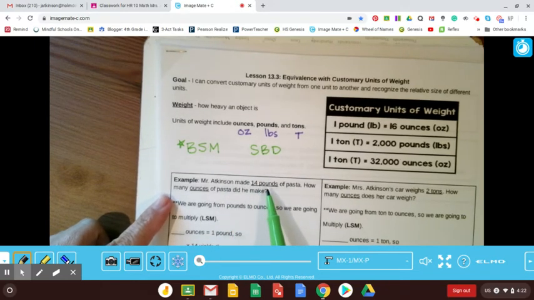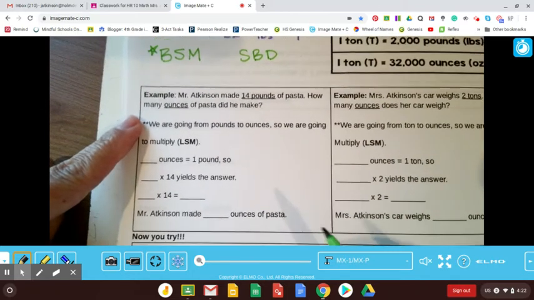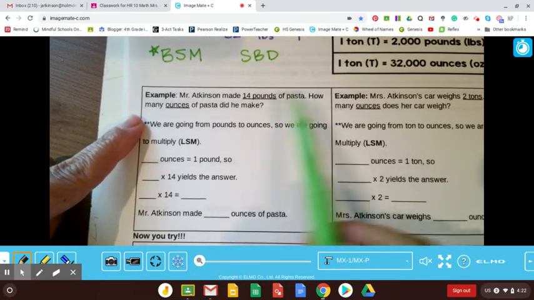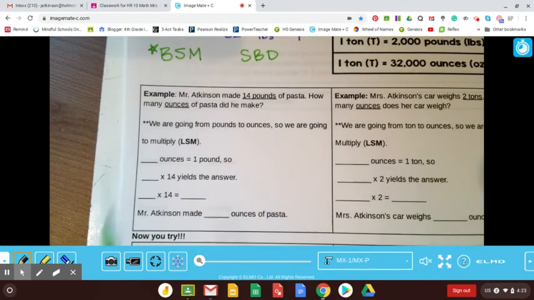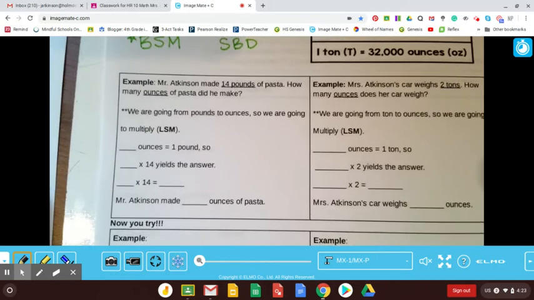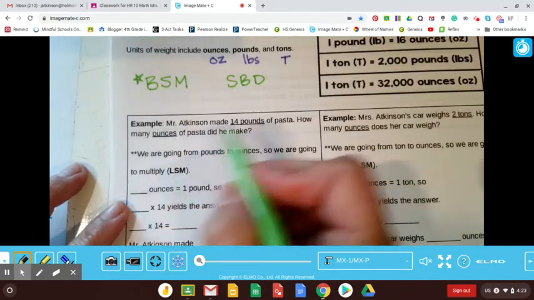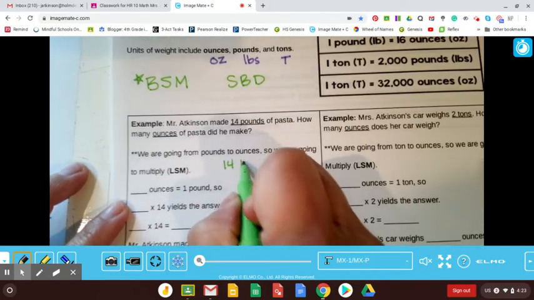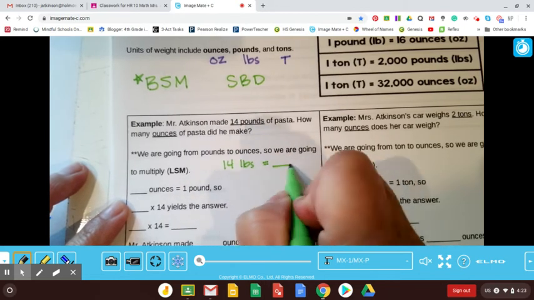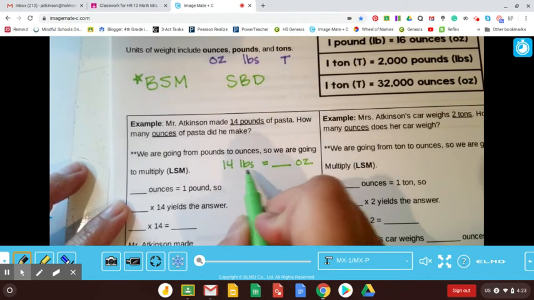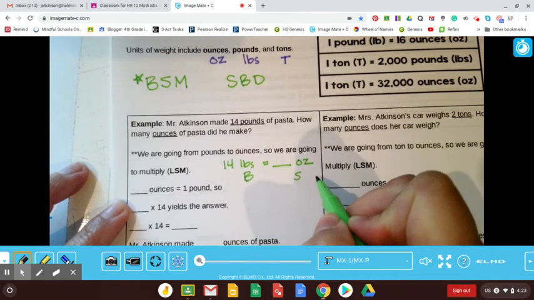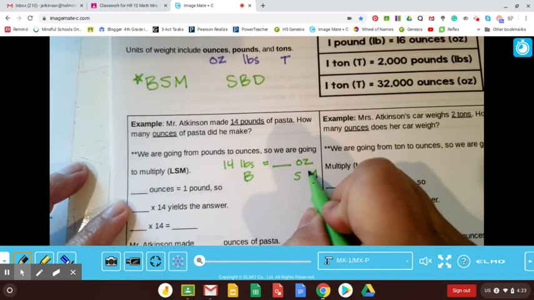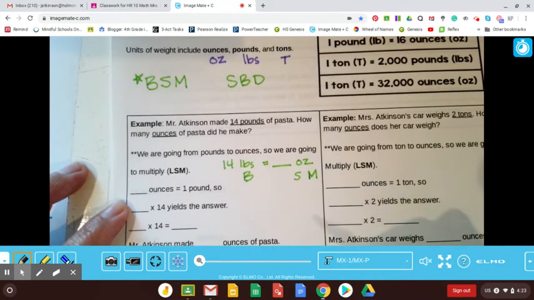All right, so Mr. Atkinson made 14 pounds of pasta. Now that's a lot of pasta. He's probably cooking for a crowd. How many ounces of pasta did he make? All right, so we are going here from a large amount. 14 pounds equals blank ounces. We're going from a big number to a small number, so we're going to multiply. Bigger to small, we multiply.